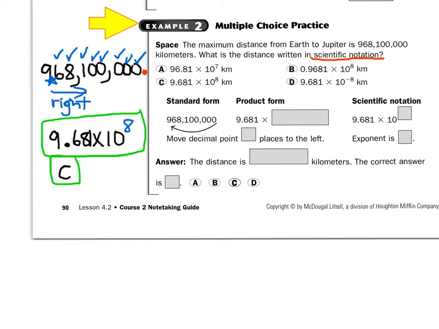And now I count every digit between the star and the decimal point, everything, including the zeros. Count it all. So 1, 2, 3, 4, 5, 6, 7, 8. So now I can write my number in scientific notation. I grab those first three numbers, 9.68. Remember, that's between, it's 9.681. They gave us one there. And that's between $1 and $9.99, okay? Then I put times 10, and then I counted 8. And since the arrow was going to the right, it's a positive 8. So in this case, it would match choice C.